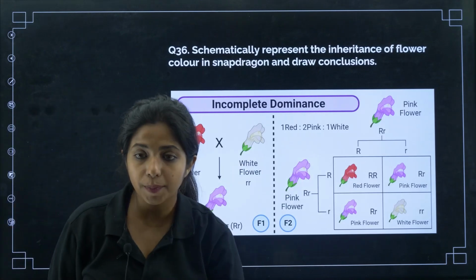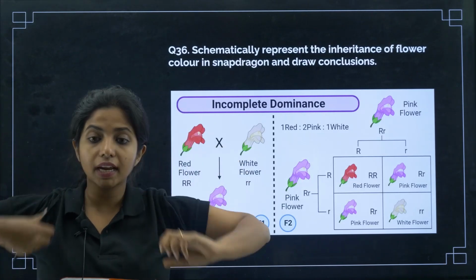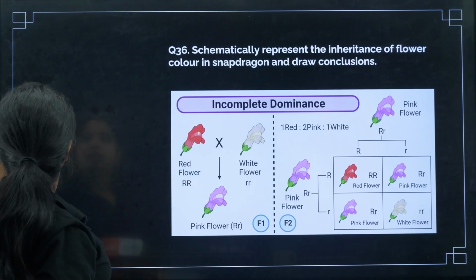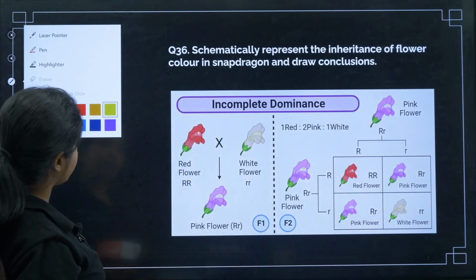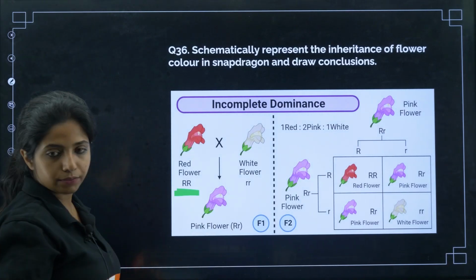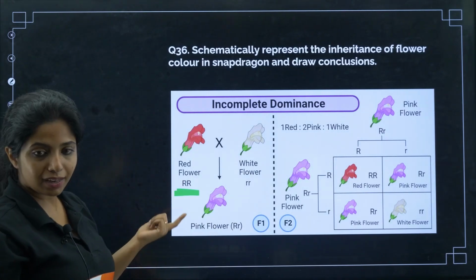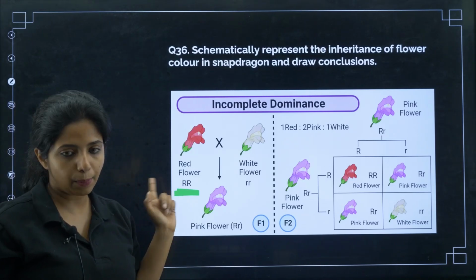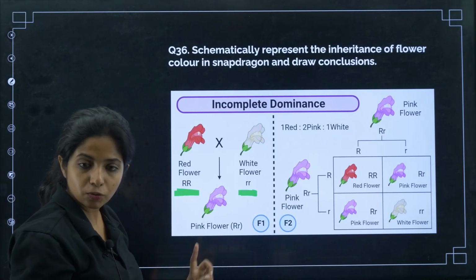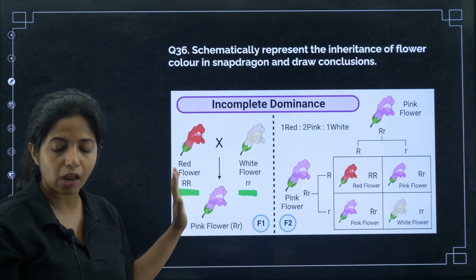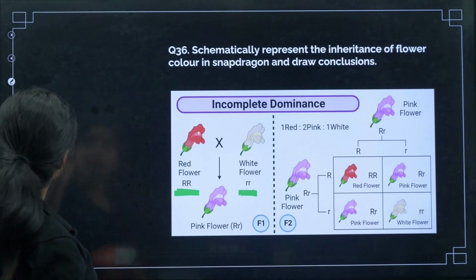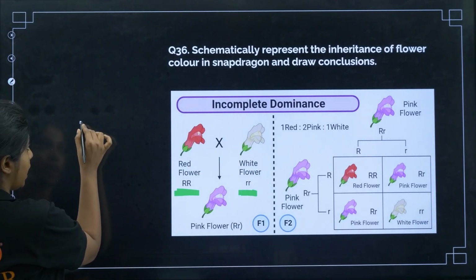Now schematically represent the inheritance of flower color in snapdragon and draw conclusion. So in snapdragon what happened is that, instead of making the diagram, you just have to mention the things. So red color flowers were taken, my dear children. Okay, and the genotype was capital R, and they were crossed with white color flowers. Now as you can see, capital R is a dominant trait and small r is a recessive trait. That means red is a dominant trait and small r, that is white, is a recessive trait.